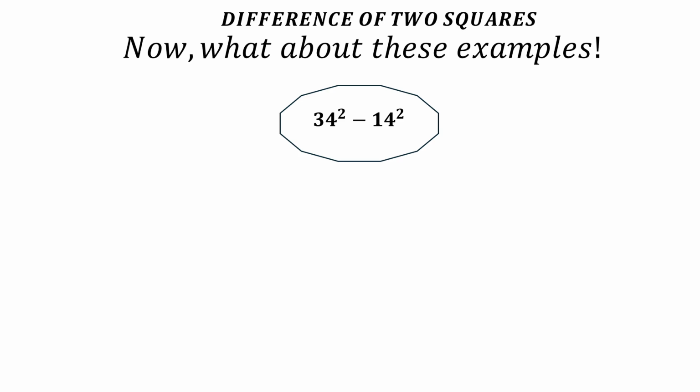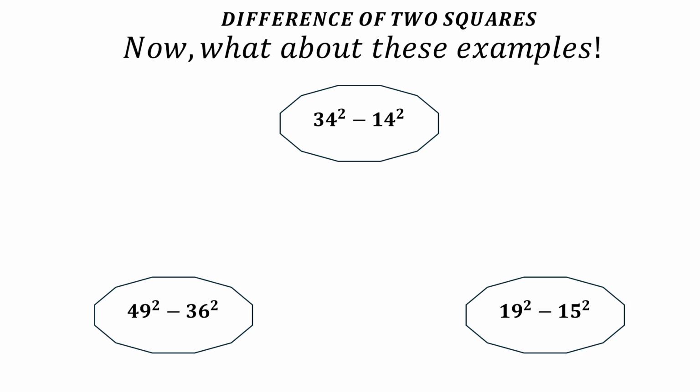Now, how about these examples? This is 34 squared minus 14 squared. How about this particular example, or how about this example? Now you can try solving these using the method we've just used to solve the previous examples, but you may probably run into a challenge over here.